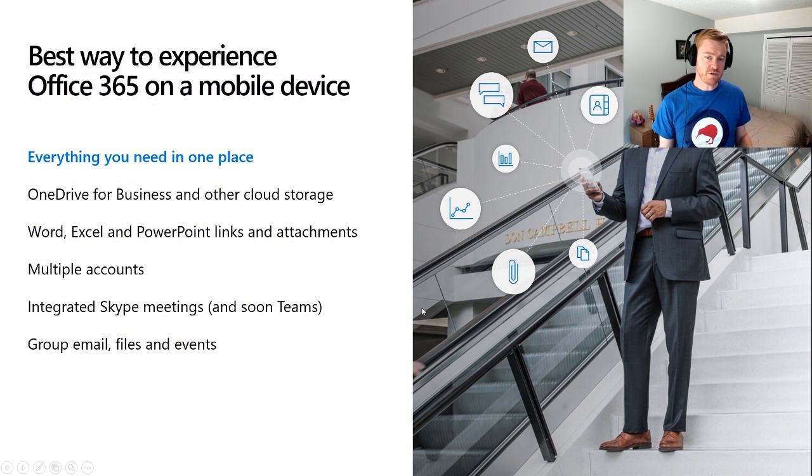From an Office 365 perspective, some of the things that you are going to get with the Outlook app is that single place for everything that I mentioned before. You're also going to get access to your OneDrive for Business and other cloud storage services as well from within the app. If you get any attachments, which we'll show in the demonstration, you can open them up if they're Office documents right there in the Outlook app.